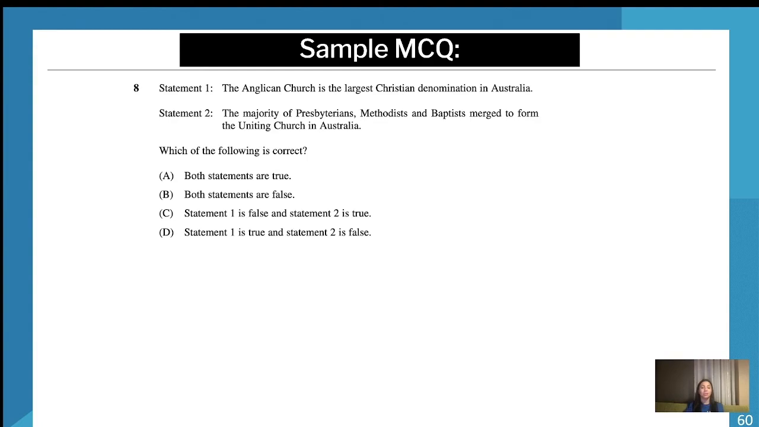And then look at this one. The majority of Presbyterians, Methodists, and Baptists merged to form the Uniting Church in Australia. That's why I told you that fact comes up. I put that on the doc. But is that the true fact or is it making a mistake? I don't know. So have a think about that and think, is the first one true? Is the second one false? Have a little think.